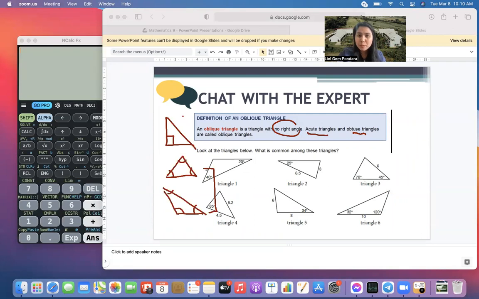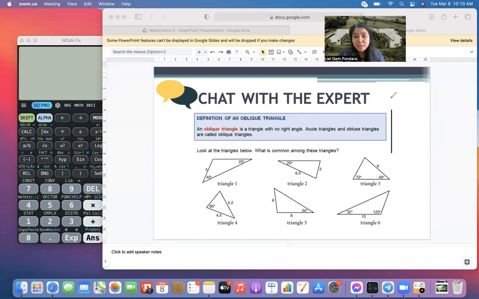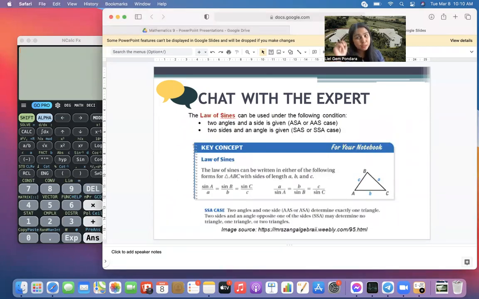Now, once we solve for oblique triangles, we cannot make use of SOHCAHTOA. SOHCAHTOA can only be applied in right triangles. If it's not a right triangle, then we use either the law of sines or the law of cosines. Now, when do we use the law of sines? You use the law of sines if two angles and a side are given.